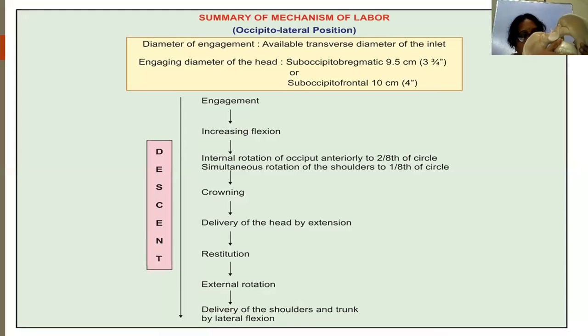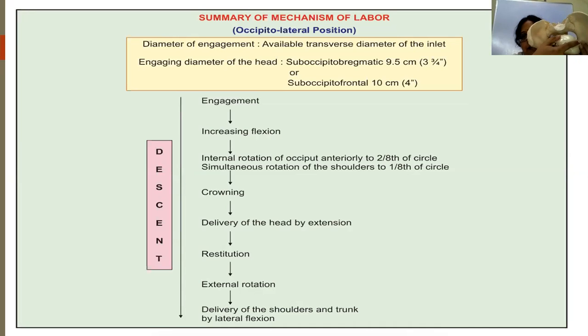When it is in lateral position like this, how will the occiput move? It moves anteriorly and then behind the symphysis pubis. So it moves through 2/8 of the circle. This entire thing is one circle, divided into 8 parts. When the head is like this, to bring the occiput behind the symphysis pubis, it moves 2/8 of the circle from here to here and then behind the symphysis pubis.